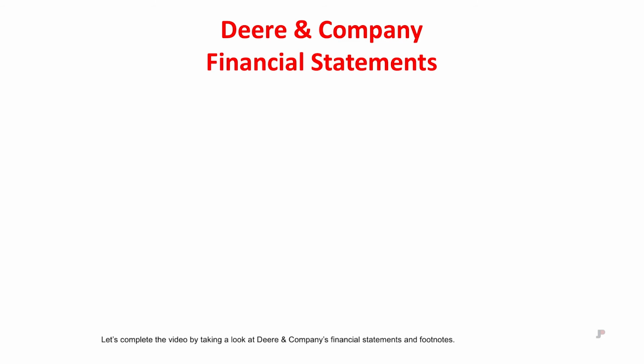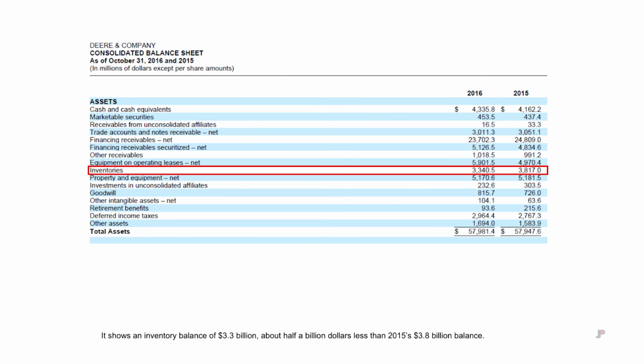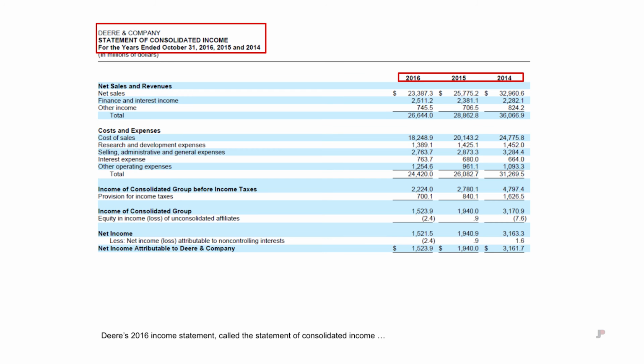Let's complete the video by taking a look at Deere & Company's financial statements and footnotes. Here's the assets section of Deere's 2016 balance sheet. It shows an inventory balance of $3.3 billion, about $500 million less than 2015's $3.8 billion balance.